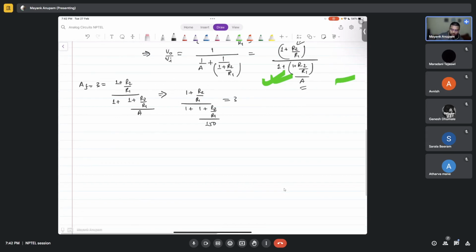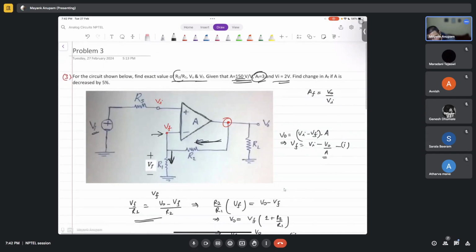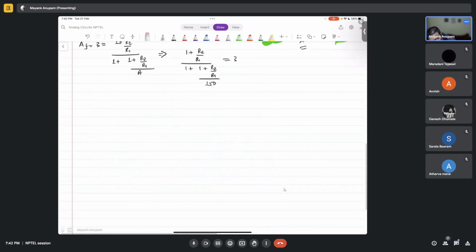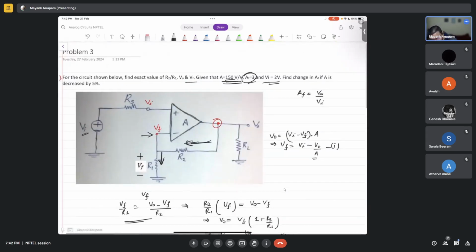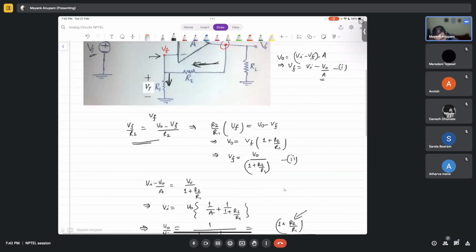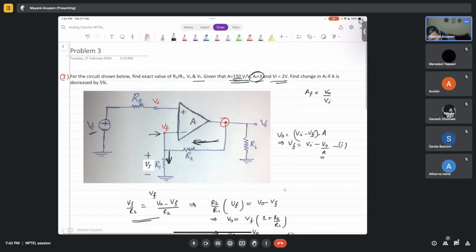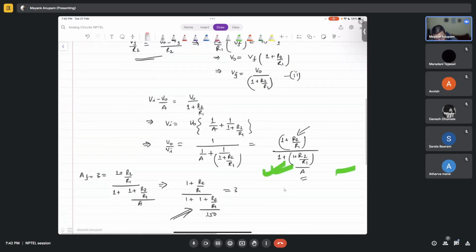From here you can find the ratio R2 by R1, right? So that is what was required of you. When you solve this equation, you will get the value of R2 by R1. You will also be able to get what is V0 because you are given Vi. Because you are given Vi is equal to 2 volt, you can easily find out what is V0 from this equation.